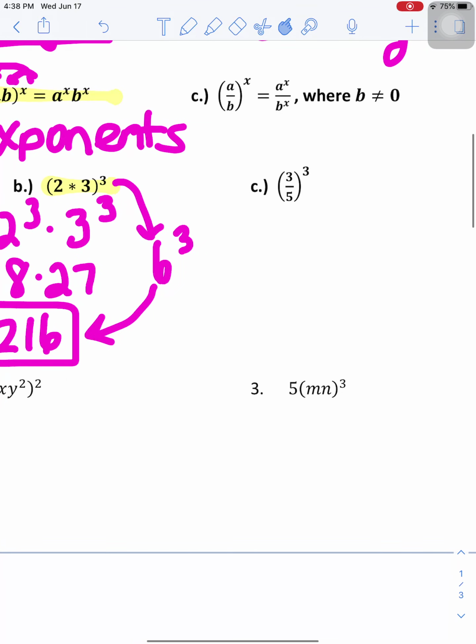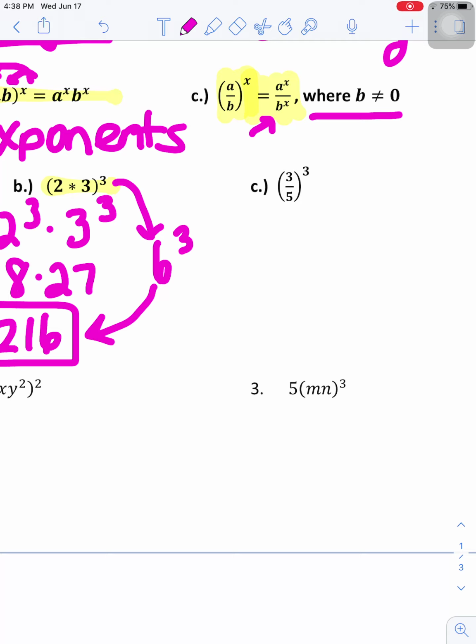All right, and the last place that you're going to see the power rule is in this scenario, where you have a over b raised to the x power. That would give you a to the x power over b to the x power. Now, if you notice, there's this tagline on the end where it says where b cannot equal 0. We have to specify that in this case because in our denominator we have the letter b. If you think back, what happens if you have a 0 in the denominator, right? That's an undefined situation. It can't exist.